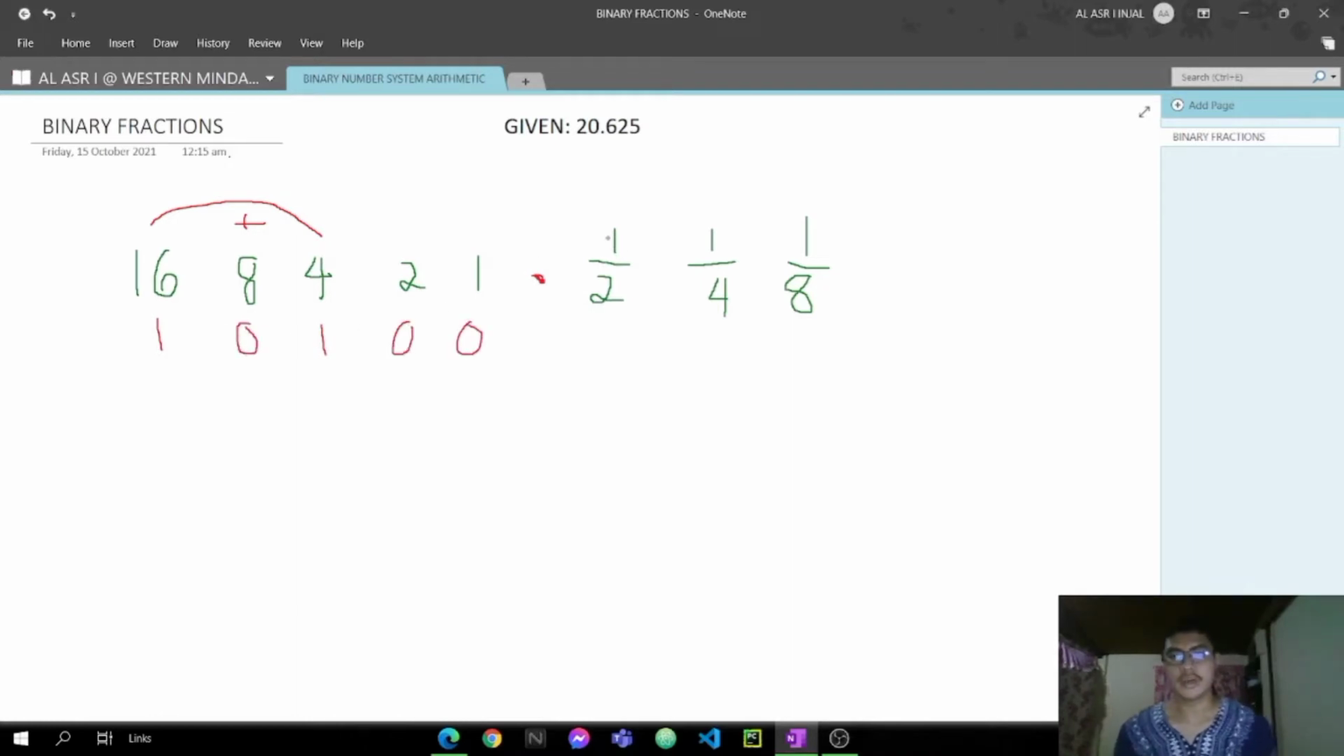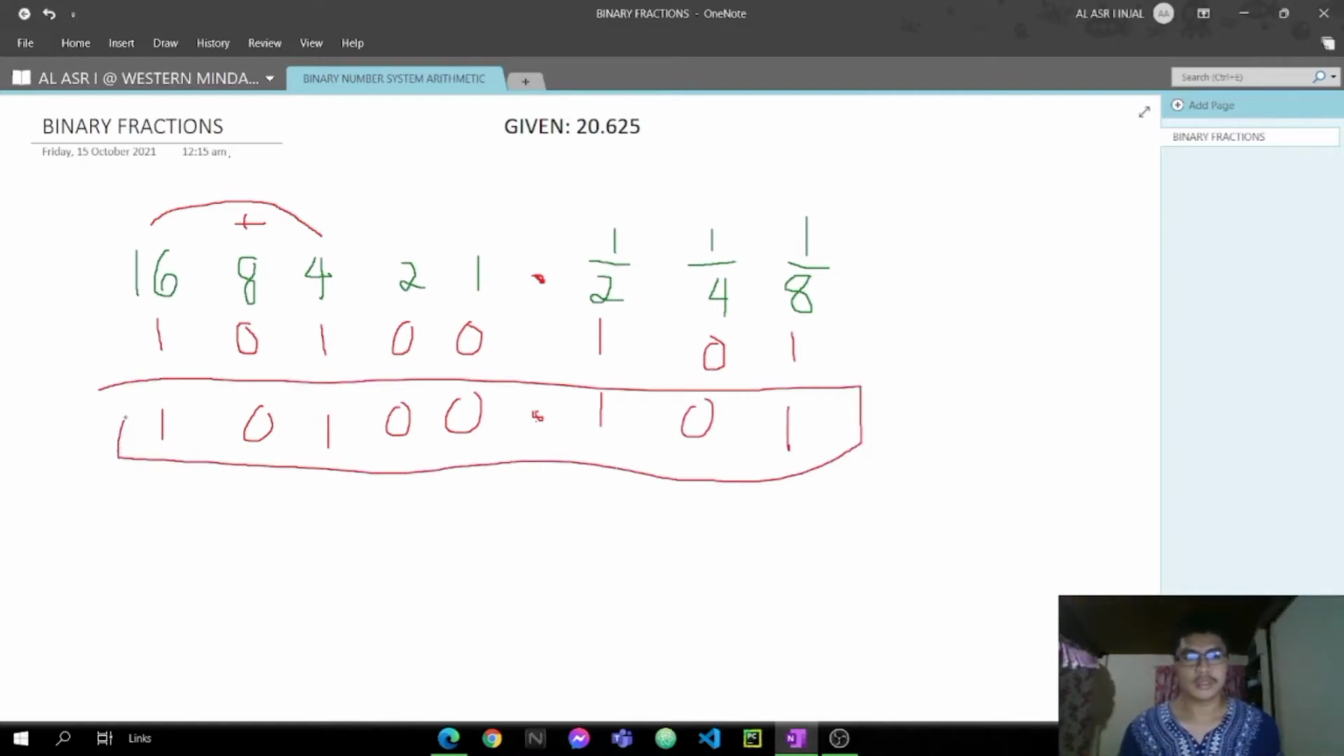Then here 1/2 plus 1/8. So put 1, 0, 1. So the answer is 1, 0, 1, 0, 0, 0.101. So this is now the answer.